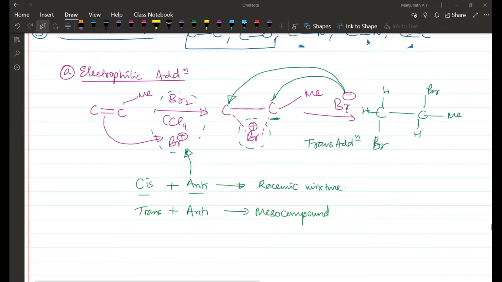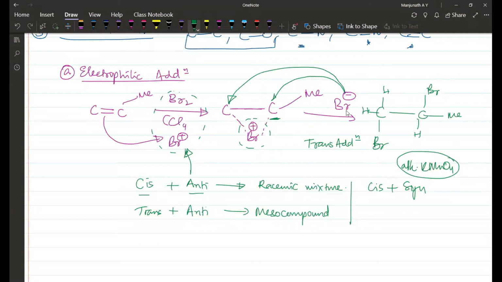reaction. So this was our addition reaction. This addition can be of two types actually. Syn addition also can be there. So if it is a cis compound and you add, syn addition example is alkaline KMnO4, Bayer's reagent. What will this alkaline KMnO4 do? It will hydroxylate, syn hydroxylation it will do to adjacent carbon atoms.